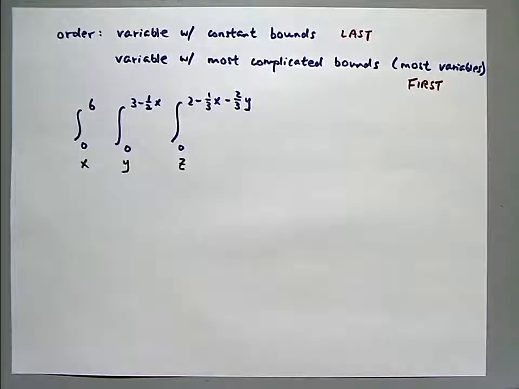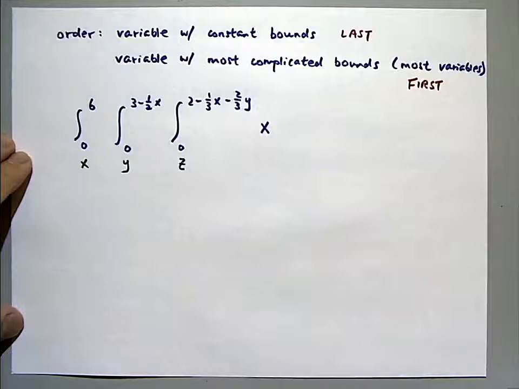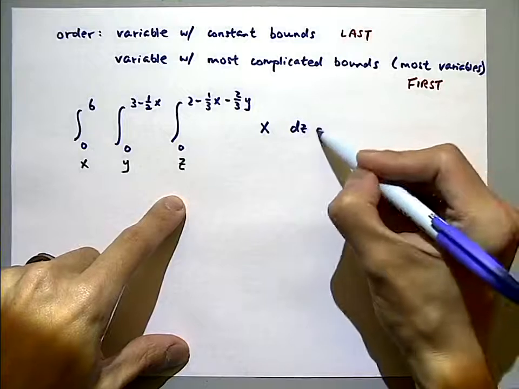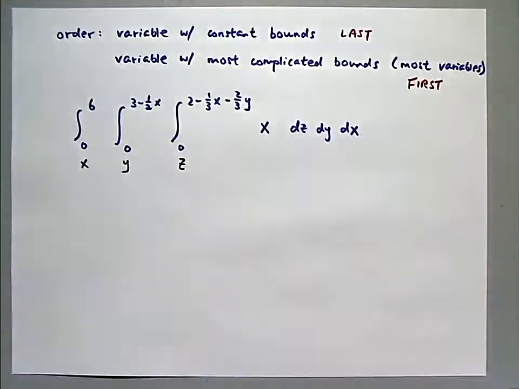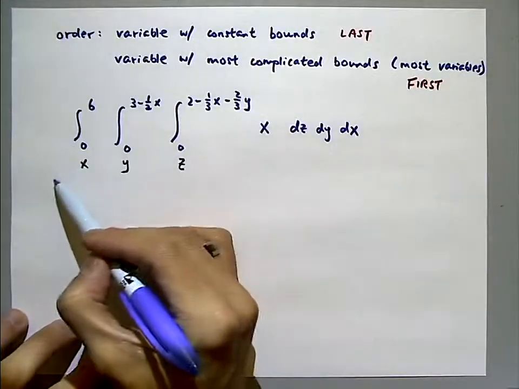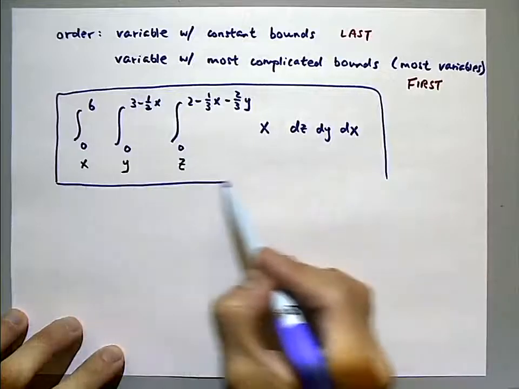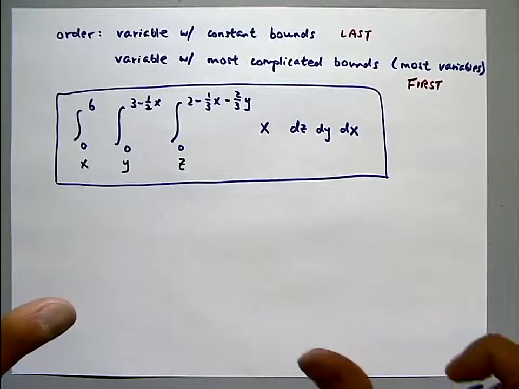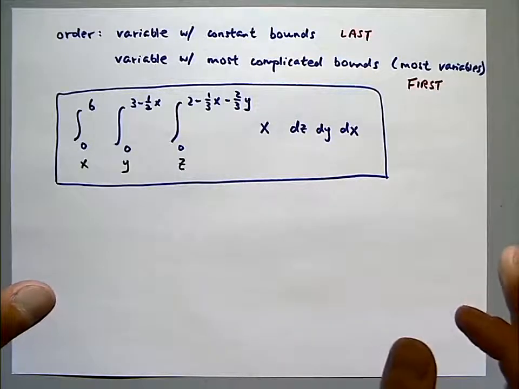Again, z contains the most complicated bounds. It has the most number of variables. And what are we integrating? We're integrating x. And dV is going to be dz dy dx. Okay, so that's the integral that we will end up calculating. And you know how to do this, so I'm not actually going to work this out. You know how to do it. Any question on this particular integral we just set up? Good?